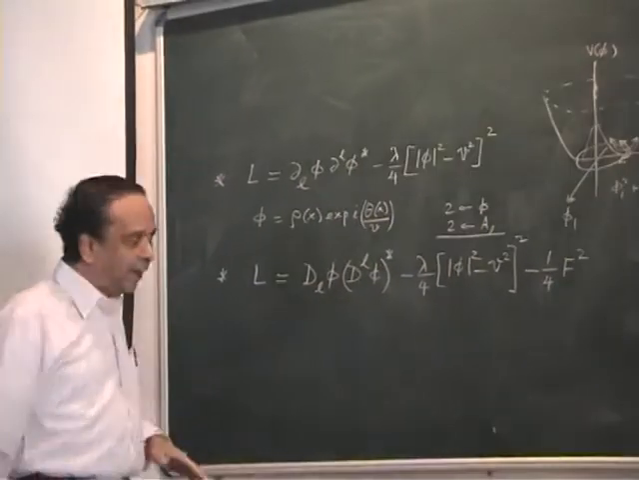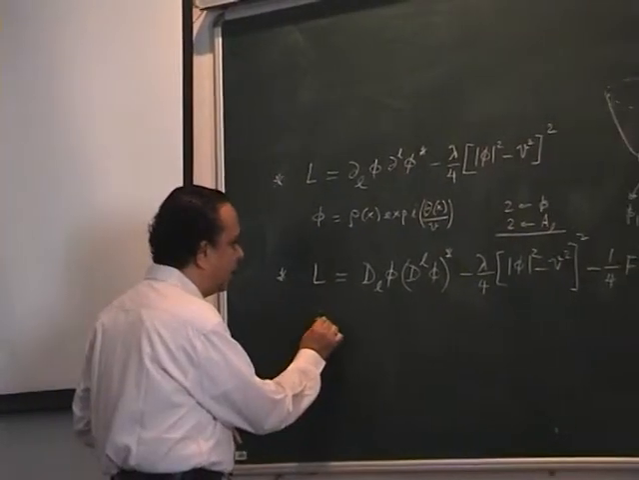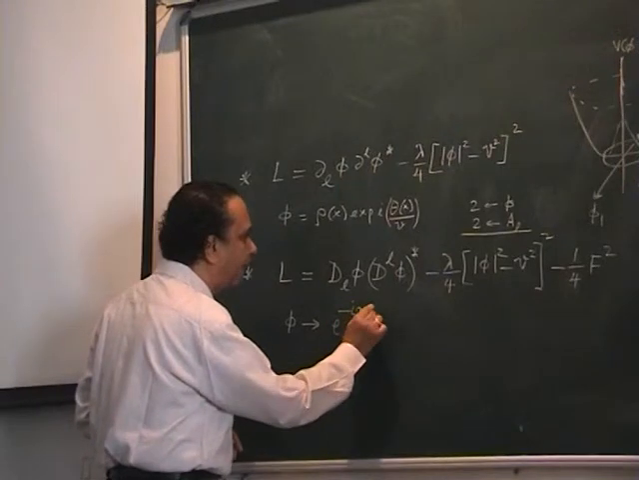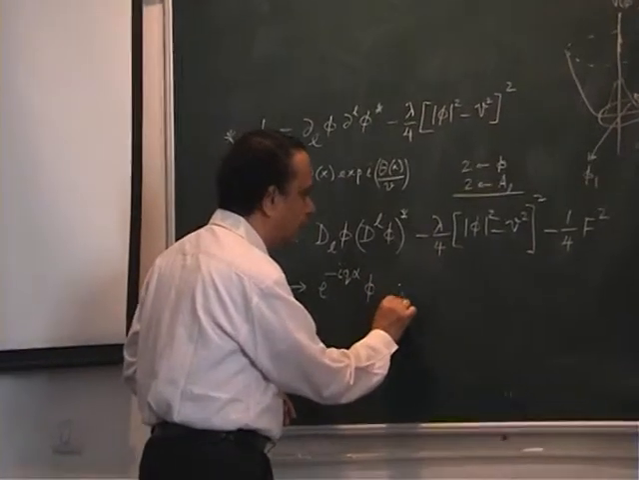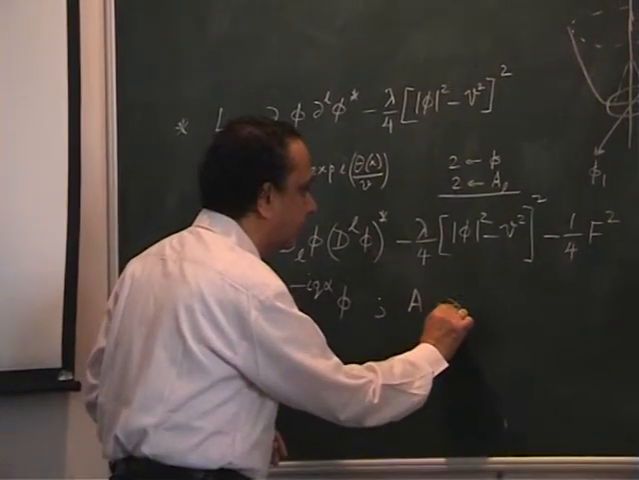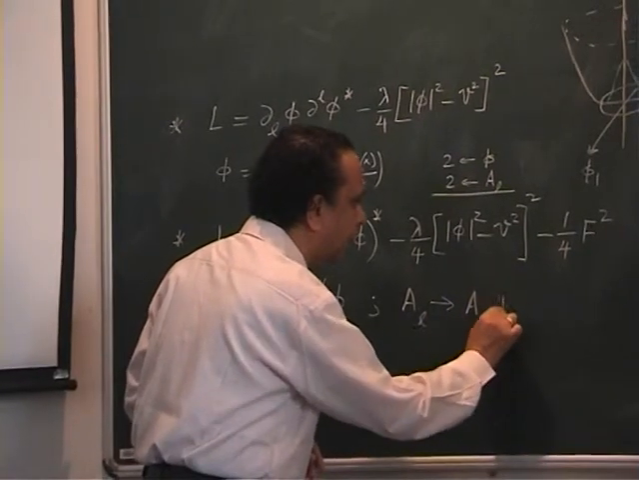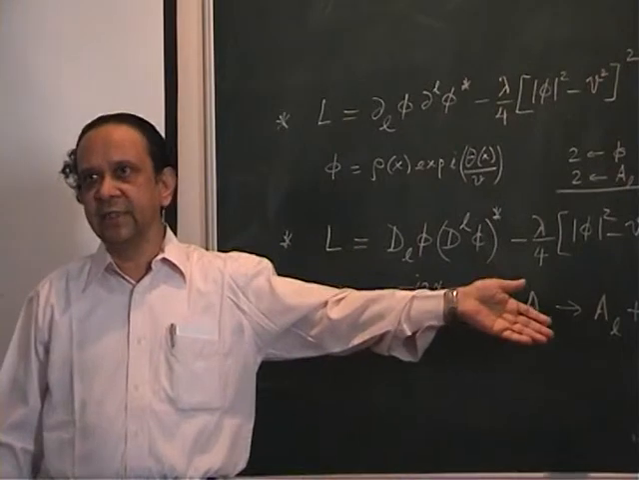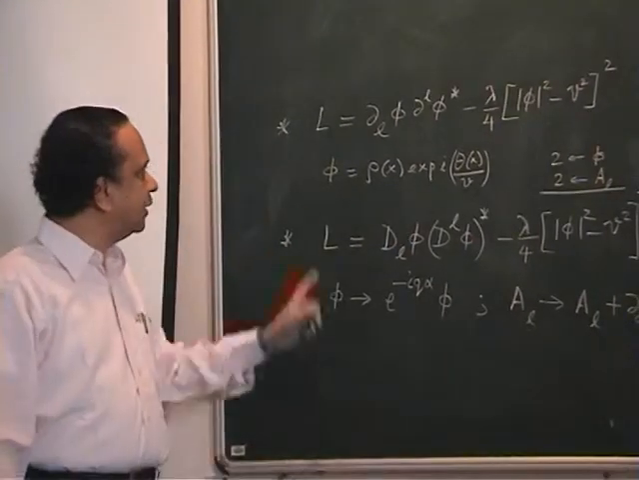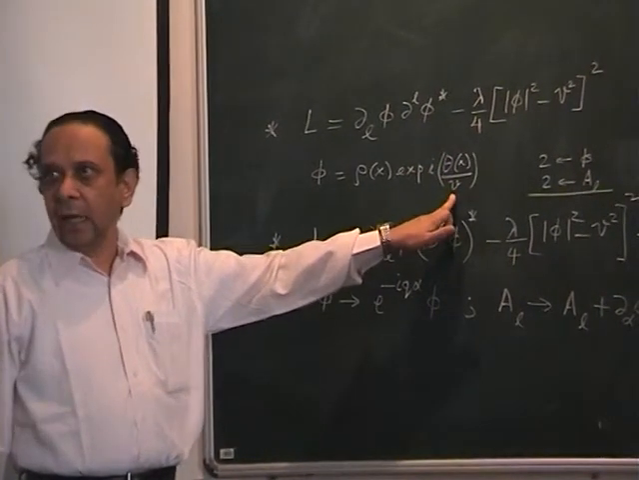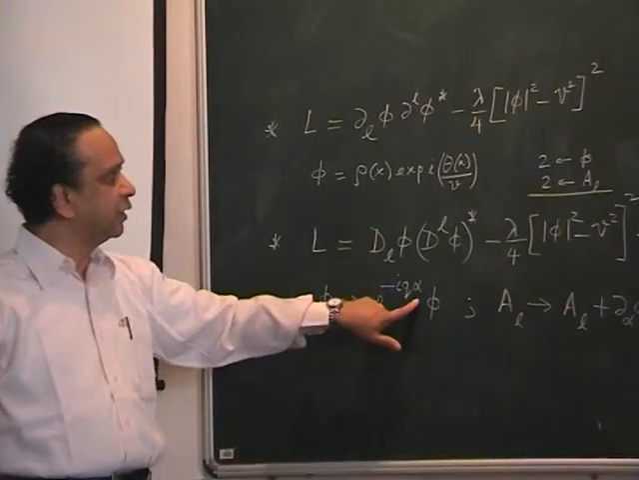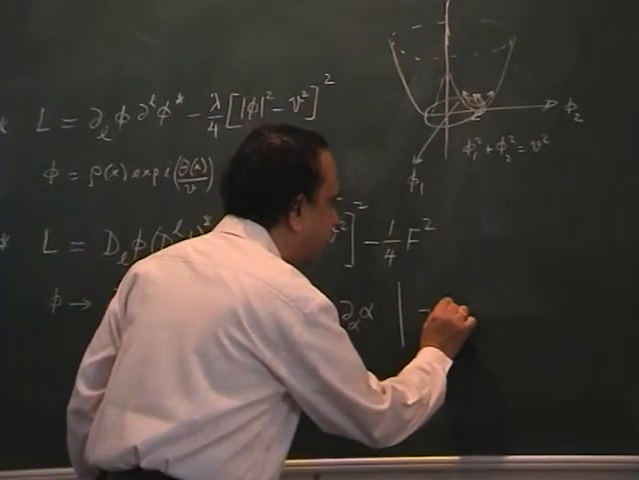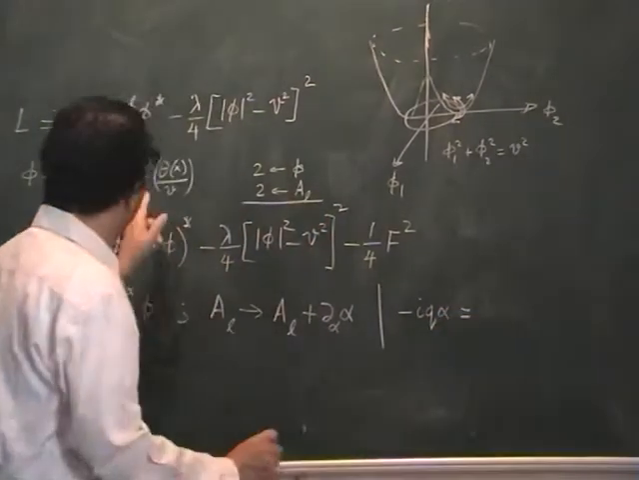What we will do is fairly elementary. We know that the system is invariant when phi goes to e to the minus i q alpha phi, and A_μ goes to A_μ plus ∂_μ alpha. Nothing changes in the Lagrangian, right? So anything which can be transformed away by this cannot be a true physical degree of freedom. So what we do is look at this phi and see that there is an i theta by B, and we want to eliminate it. That can be eliminated by choosing this to exactly match with this. So what we want to do is to choose minus i q alpha to be equal to i theta by B.